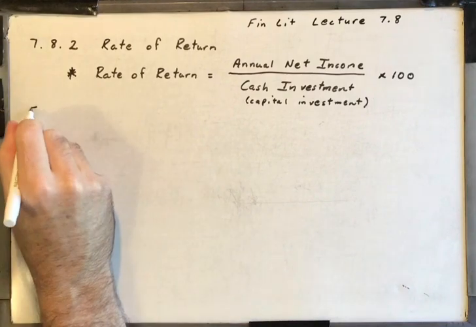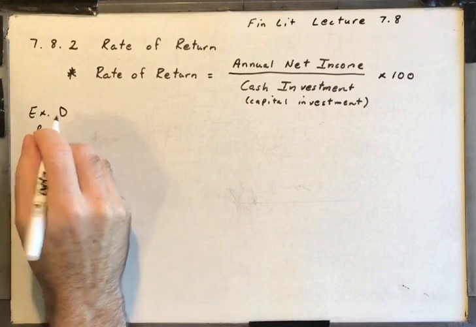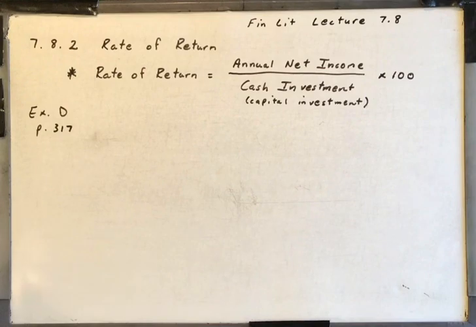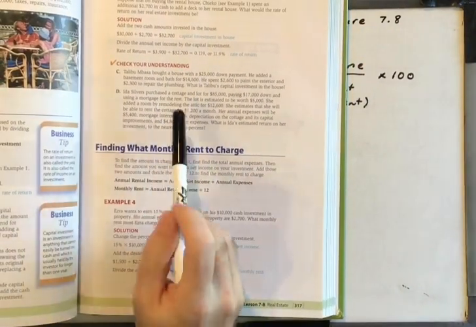Okay, example D. And this is on page 317. So we'll read through that. These problems are a little longish in terms of verbiage.